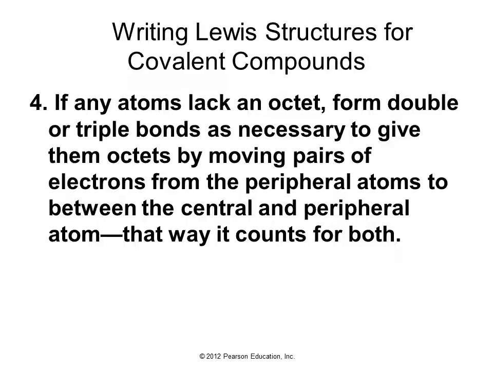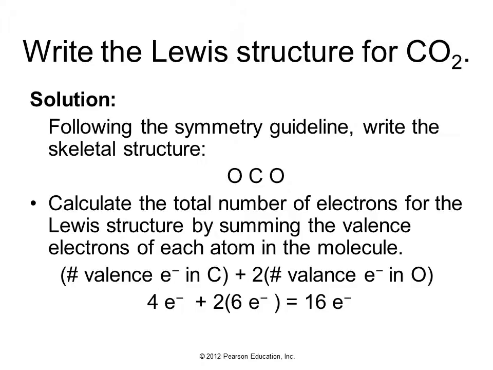Then you check. If any of the atoms lack an octet, then you're going to have to move lone pairs on the peripheral atoms in to form double bonds or triple bonds. That way it'll count for both.